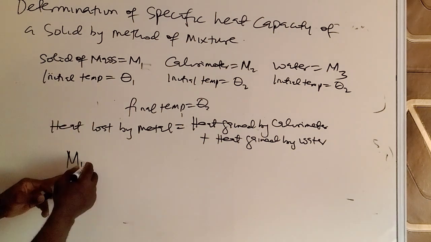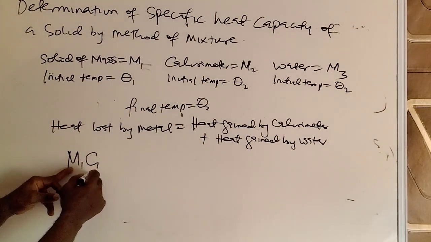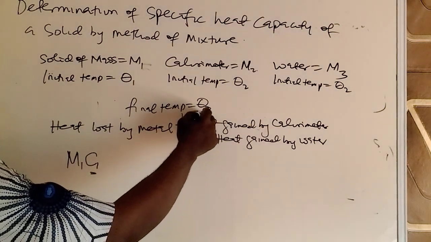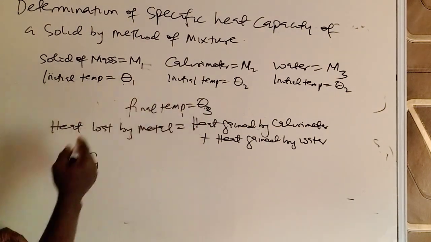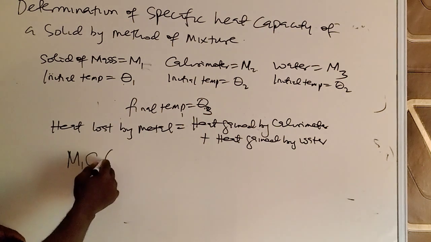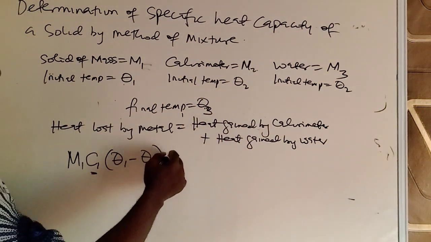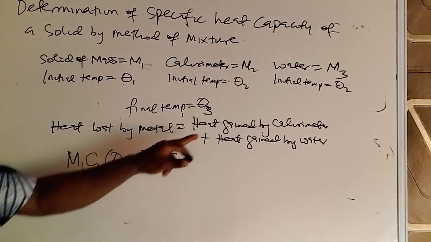Think about the metal which you're looking for. We can call its specific heat capacity C1, which is what you're looking for now. The change in temperature now becomes different between the initial and final. So now it becomes theta 1 minus theta 3, equal to the heat gained by the calorimeter.